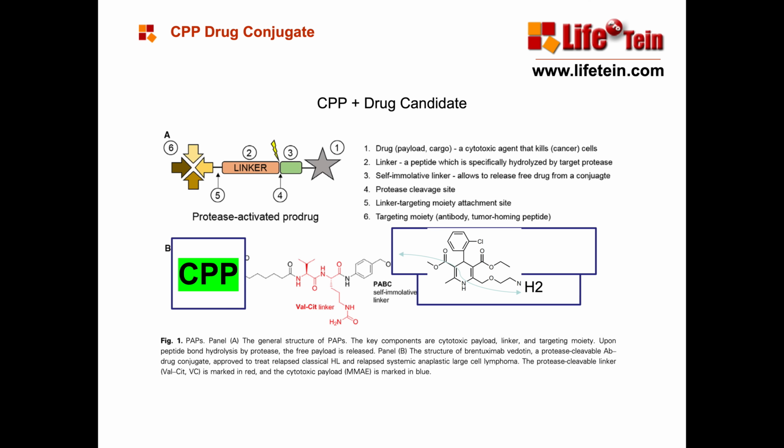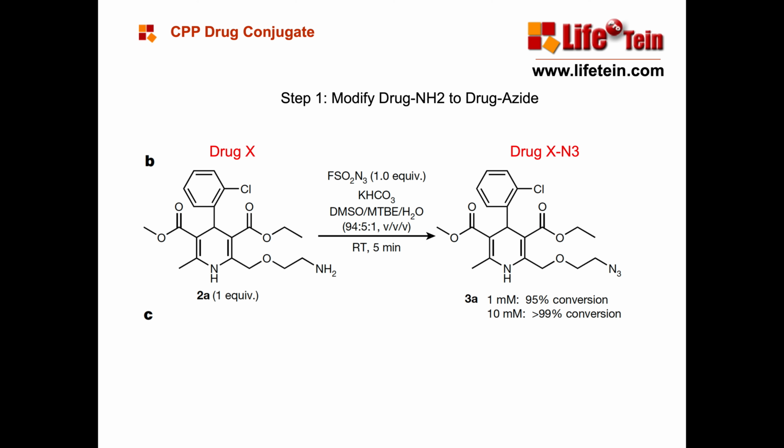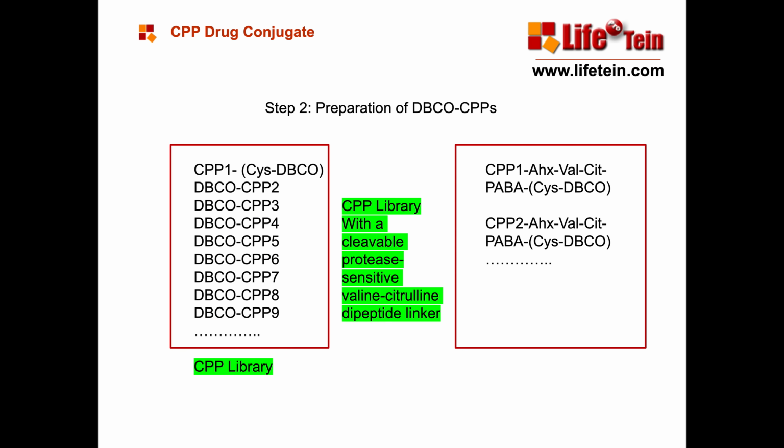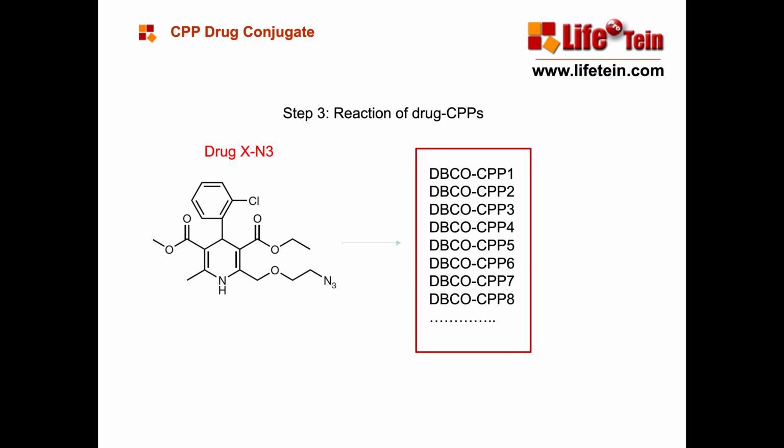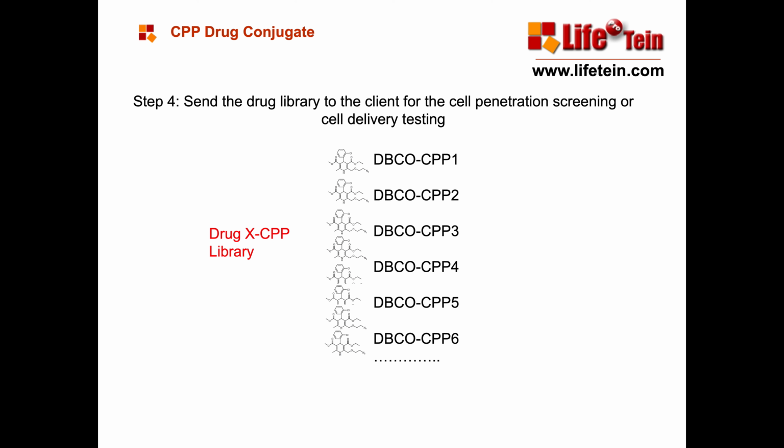Lifetein produced a series of CPPs. They are ready to conjugate to your compounds for screening. So far, we have designed and produced more than 50 CPPs. Step 3 is conjugate the peptides with drug candidates. Once the CPP is conjugated with the drug compound using click chemistry, we can send the final product back to you for further screening. The purpose is to find the best drug delivery system.